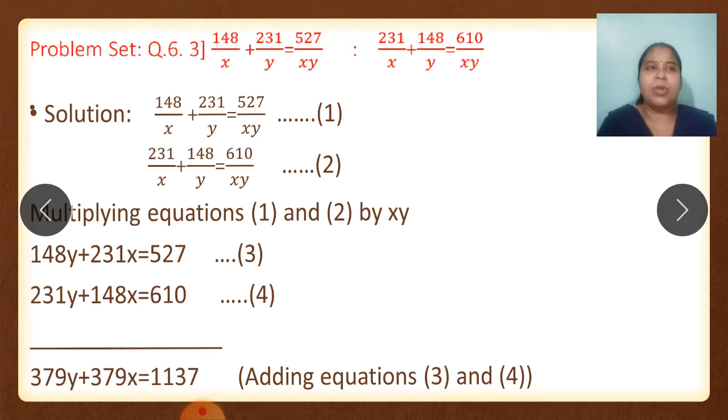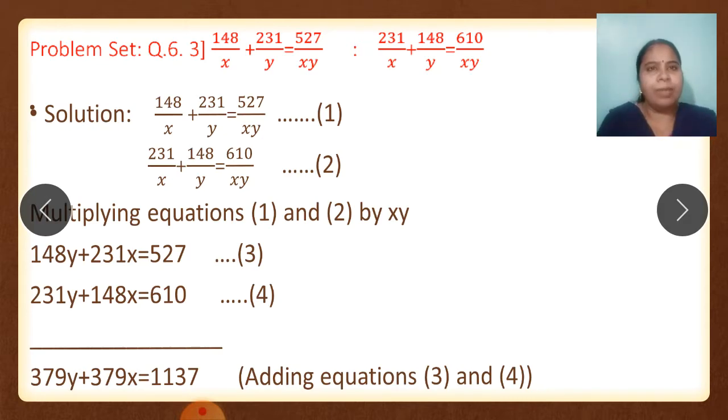Okay, so I hope you remember when the cross terms were identical, which method we were using for solving it. Yes, that was the ASA method, addition, subtraction, addition method, right? Before we use that method, let us first get rid of these denominators. As you can see in the denominator, I have x, y and xy. So let us get rid of it by multiplying both equation number 1 and 2 by xy.